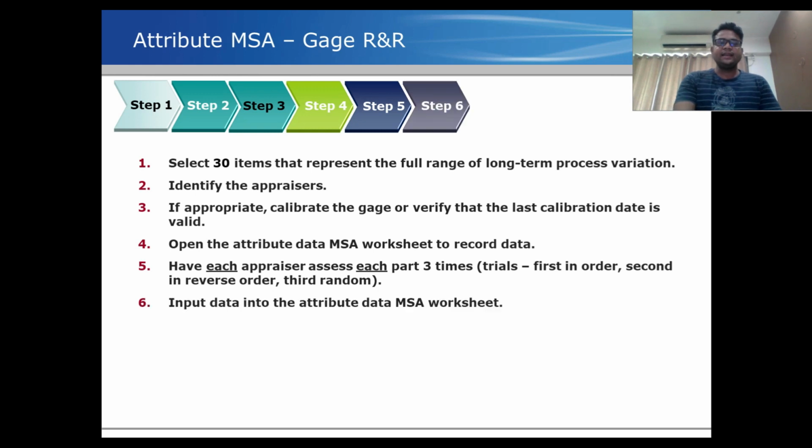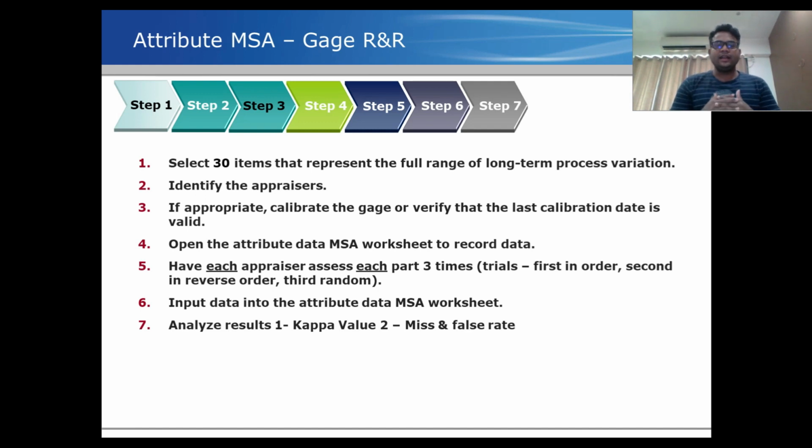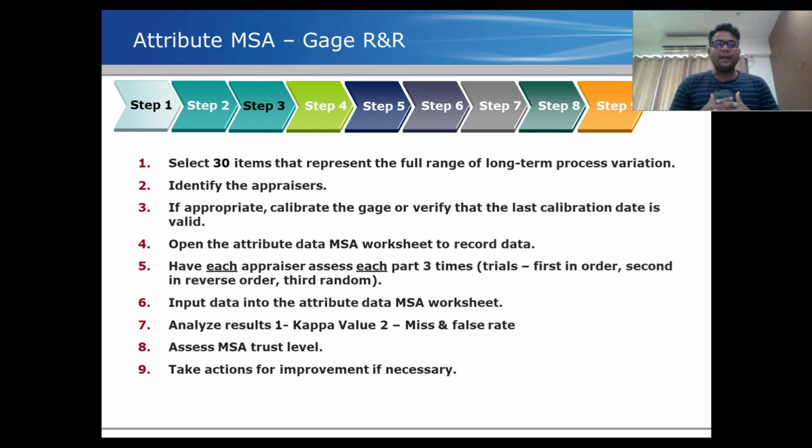The next step is to input data into the attribute data MSA worksheet. Then analyze the result. Here we will analyze the result on the basis of kappa value, miss rate, false alarm rate and effectiveness. After that you have to assess the MSA trust level. So after calculating effectiveness, kappa value, miss rate and false alarm rate, you have to assess whether your MSA is acceptable or not. Then take appropriate action to improve your MSA.